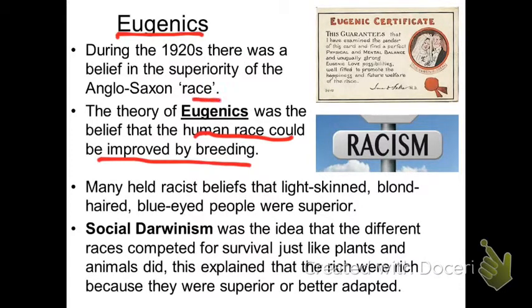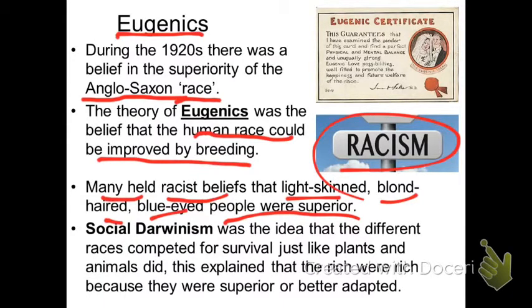During the 1920s, there was a belief in the superiority of the Anglo-Saxon race, and the Anglo-Saxons would be those Western Europeans, okay? The Northern Europeans, the English, the French, the Germans even. Many, the third bullet right here, many held racist beliefs that light-skinned, blonde-haired, blue-eyed people were superior, kind of like Hitler's master race in Germany. And this is all based, of course, on this concept of racism.